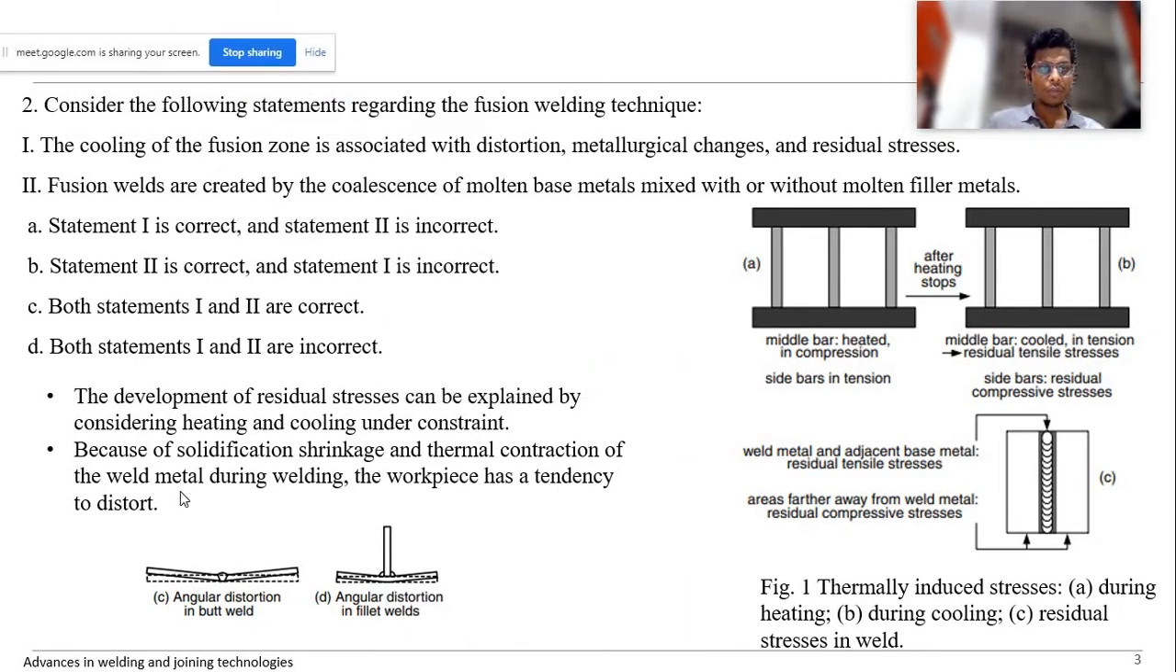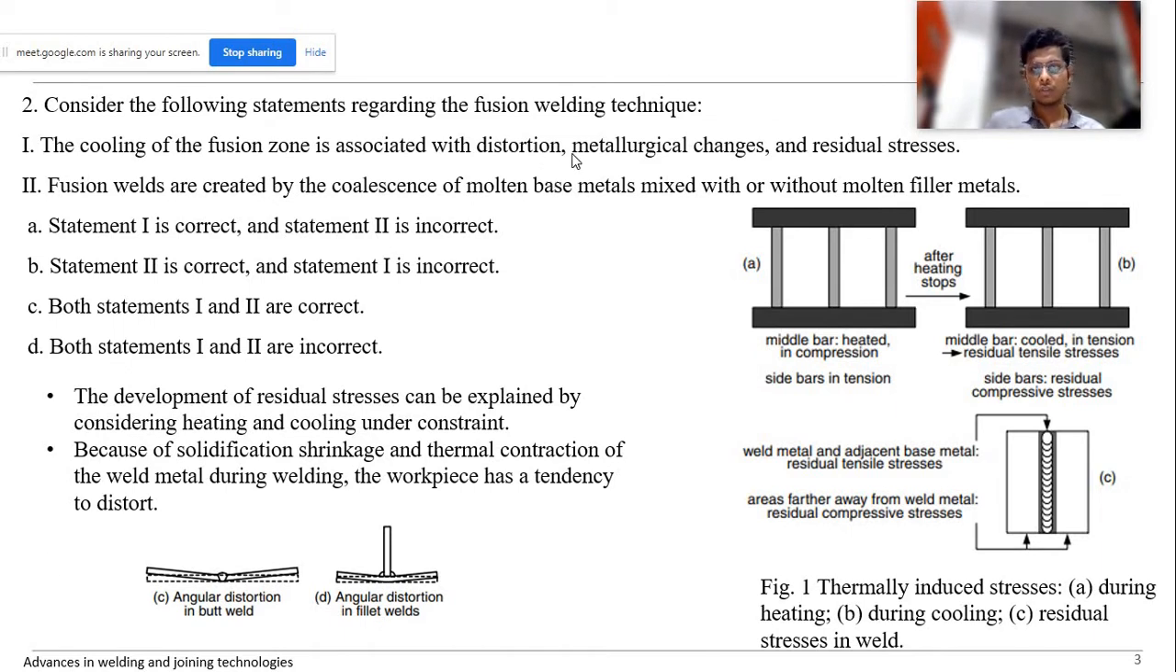because of solidification shrinkage and thermal contraction, the weld metal and the base metal sometimes have a tendency to distort, like out of plane distortion will be happening. Because once the stresses generated are more than the yield stress, then there will be distortion. So distortion also will be there, which needs to be avoided. So proper clamping and also less heat input is required to reduce this residual stress and distortion.